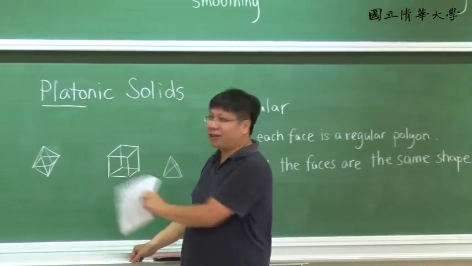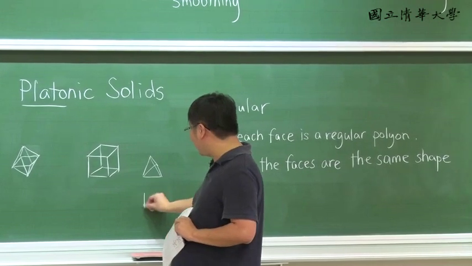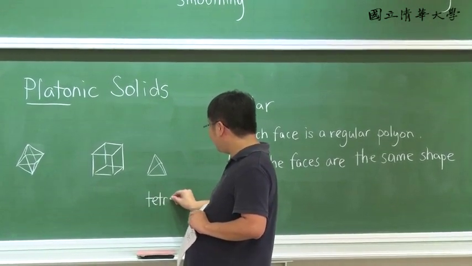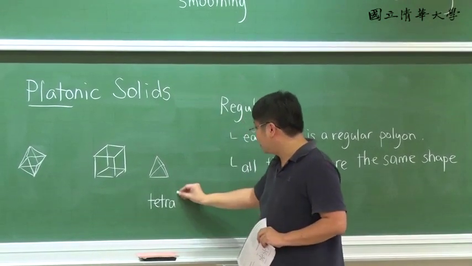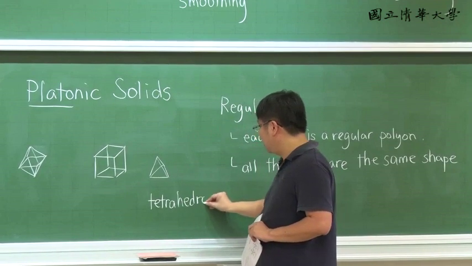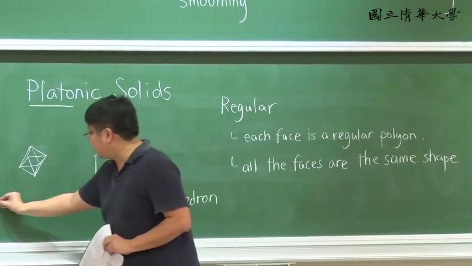Okay, so this is octahedron. Okay, so this is tetrahedron. Tetra means 4. Tetrahedron. And then this is octahedron.